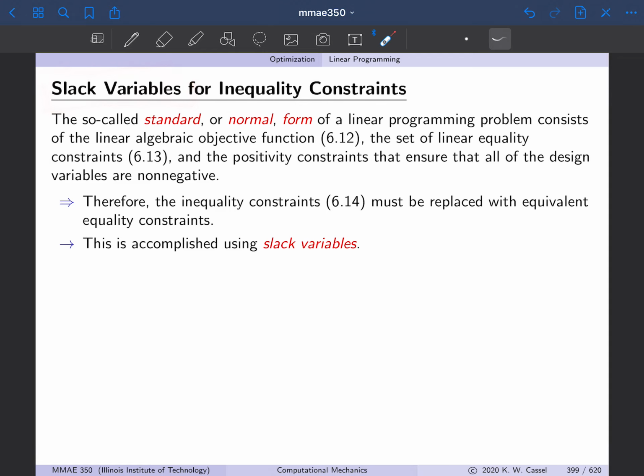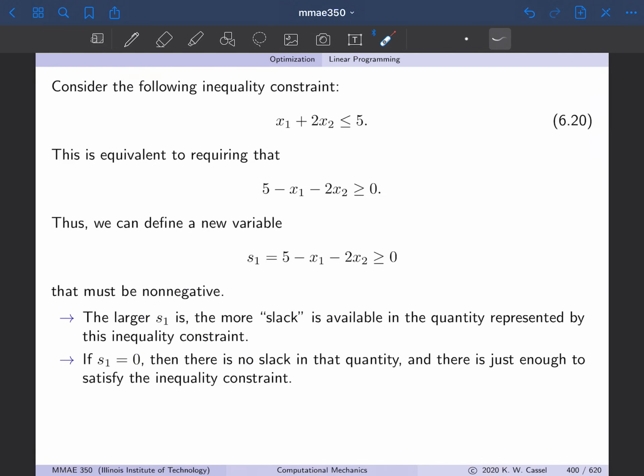And we do that using what are called slack variables. So let's illustrate how we do this for just one inequality constraint. Let's say the inequality constraint we have is x1 plus 2x2 has to be less than or equal to 5. So we can rearrange that. We can bring the left-hand side over to the right, and then I'm just going to flip the sides. So 5 minus x1 minus 2x2 has to be greater than or equal to 0. So now we have an expression where it's 0 instead of 5.